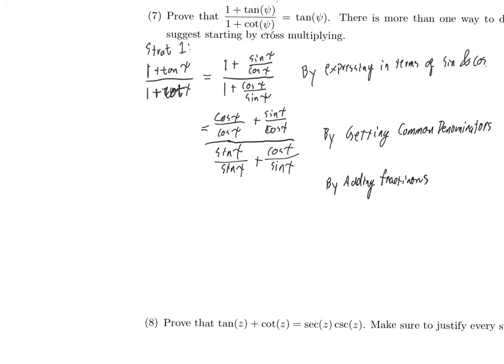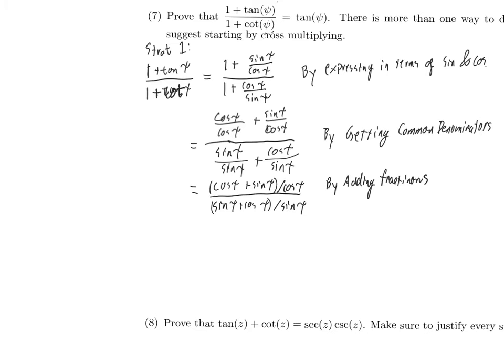Spelling is hard. You will have to forgive that. So let's add those fractions. So in the top I see cosine psi plus sine psi, all over cosine psi, all over sine psi plus cosine psi, all over sine psi.